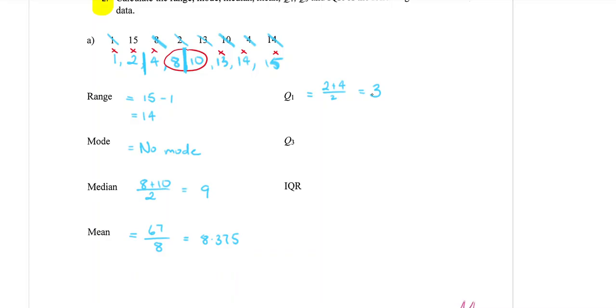For the upper quartile, it's going to be between the 13 and the 14. So it'll be 13 plus 14 over 2, which is 13.5.